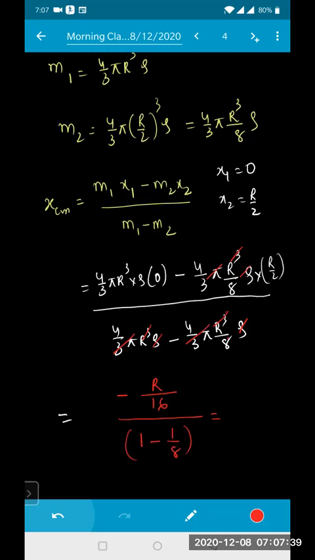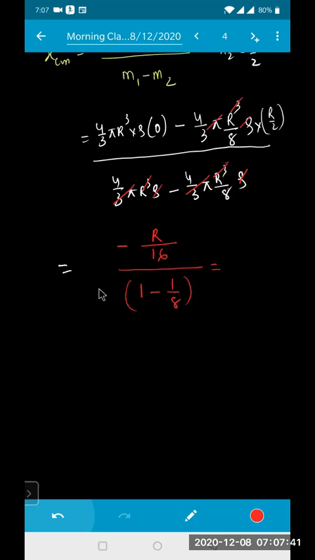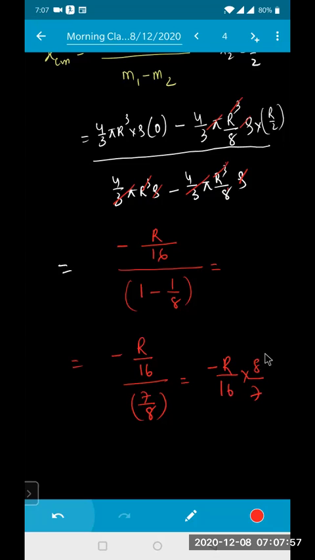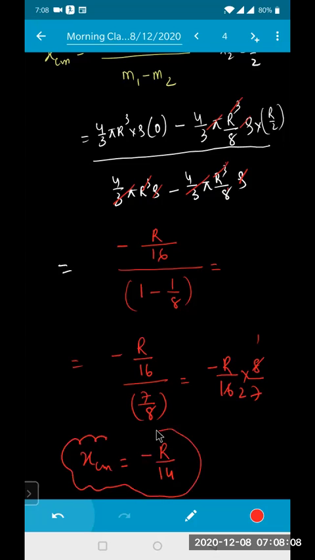7/8. So that will be equal to 7/8. And this one is minus r by 16 into 7/8, and then this one is r by 16 into 8/7. 8 ones are 8, 8 twos are 16. So x_cm will become how much? Minus r by 14. Okay, clear?